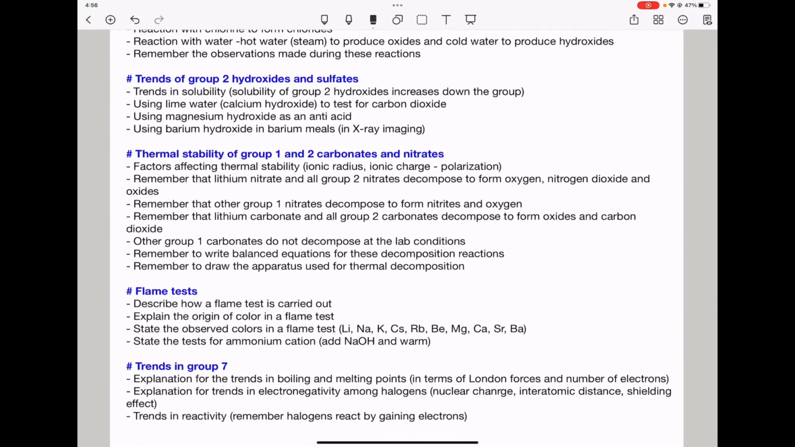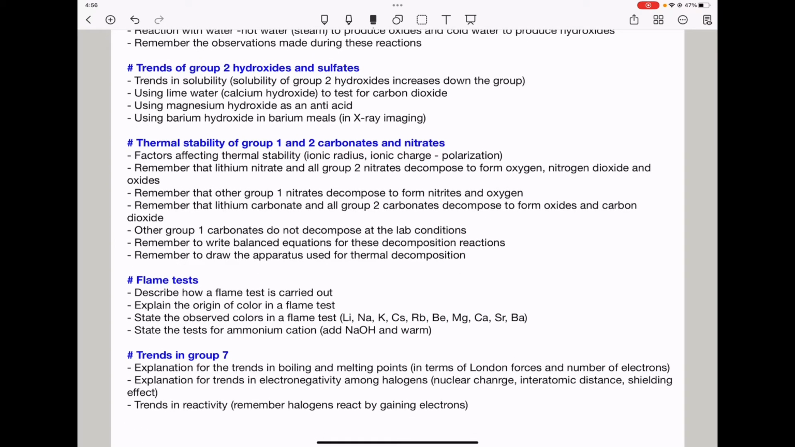They could ask you about flame tests, so please remember to describe how a flame test is carried out. This question again is very common in Unit 3. They can also ask you both in Unit 2 and Unit 3 to explain the origin of color in a flame.